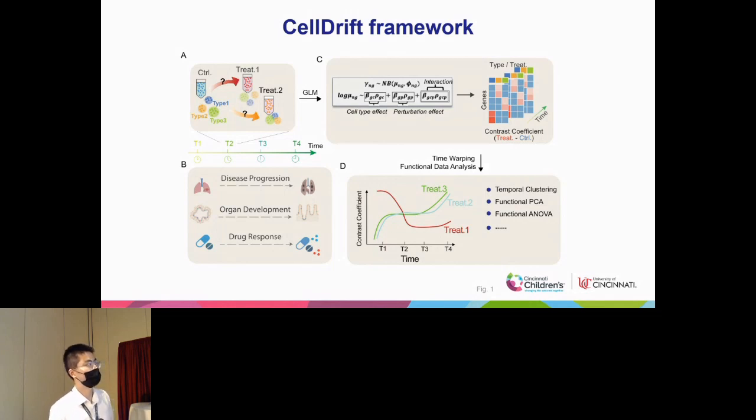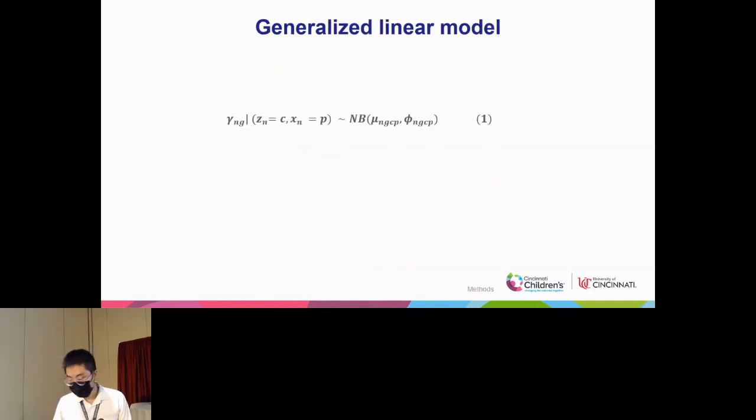And our approach is to use a generalized linear model to decompose the single cell data and extract the perturbation effect for each single time point, and then concatenate different time points and input that into functional data analysis to conduct analyses like temporal clustering, functional PCA, or functional ANOVA, which were all achieved in the CellDrift package. And this is an overview of our model.